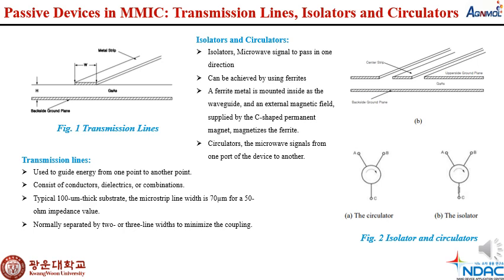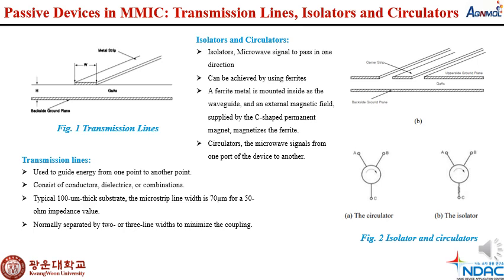In this slide, I will talk about the passive devices in MMIC technology, for example transmission lines, isolators and circulators. In terms of transmission lines, we can say the transmission lines and waveguides can be defined as devices used to guide energy from one point to another. These lines consist of a set of conductors, dielectrics, or a combination.